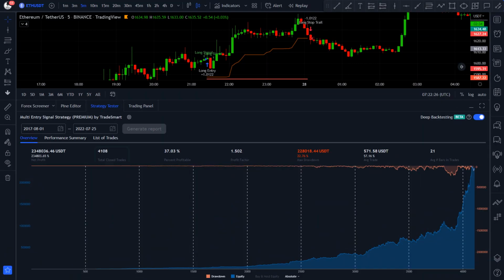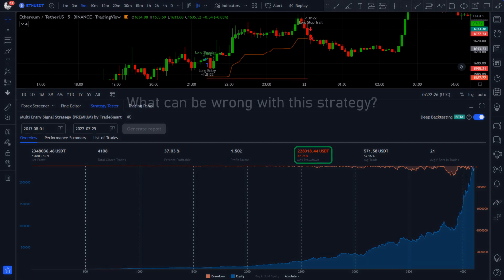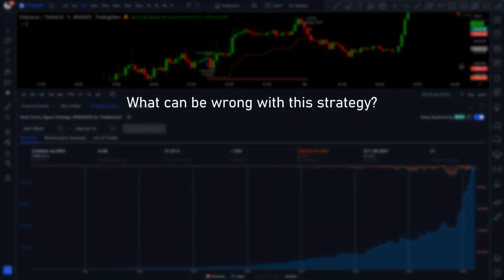The next factor is the trade count, which is over 4,000, so no questions there. Then we have a 1.5 profit factor, which is okay. The drawdown is a bit high with 22%, but if we decrease the position sizing from 1% risk per trade to 0.5% risk per trade, the drawdown should be around 10%. Overall, these results are extraordinary, so what can potentially be the problem?